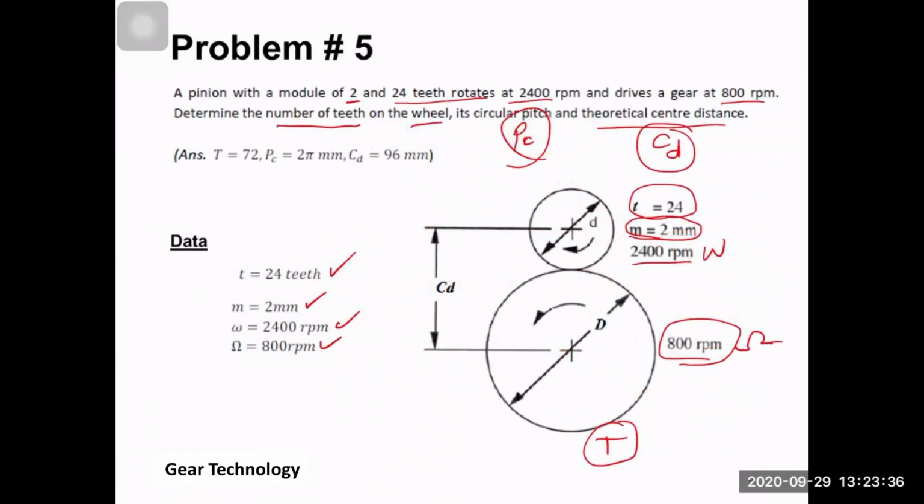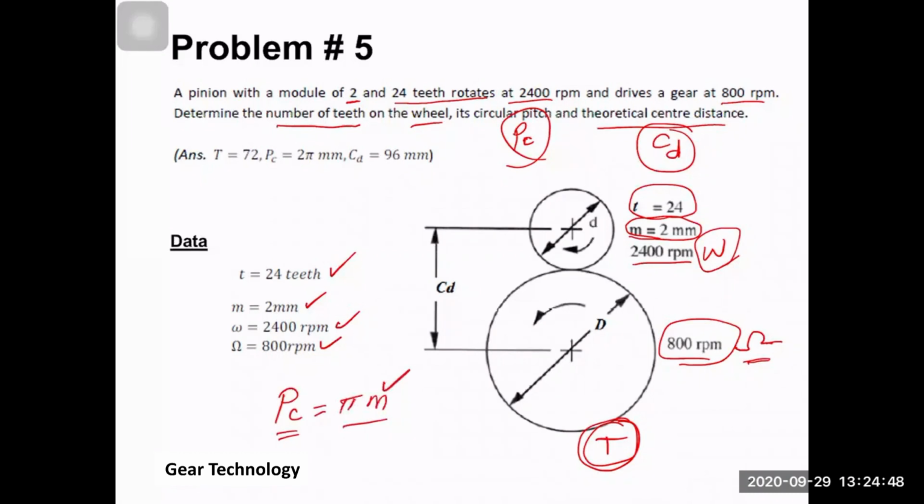Here is the problem again. We have a pinion with a module of 2 millimeter and 24 teeth. It rotates at 2400 RPM, which is small omega here, and it drives a gear with 800 RPM, capital omega. Then determine the number of teeth on the wheel, which is T, and then the circular pitch, P sub C, and the theoretical center distance, CD.